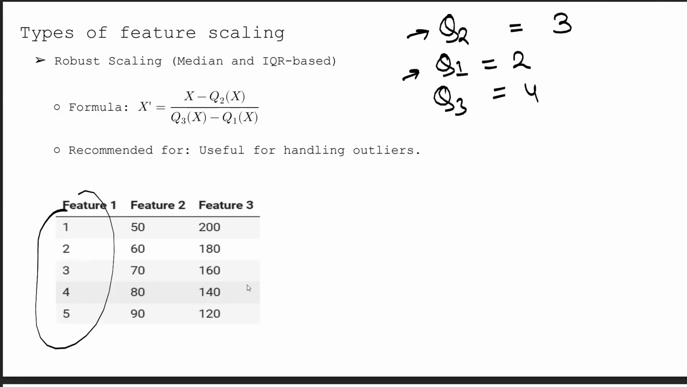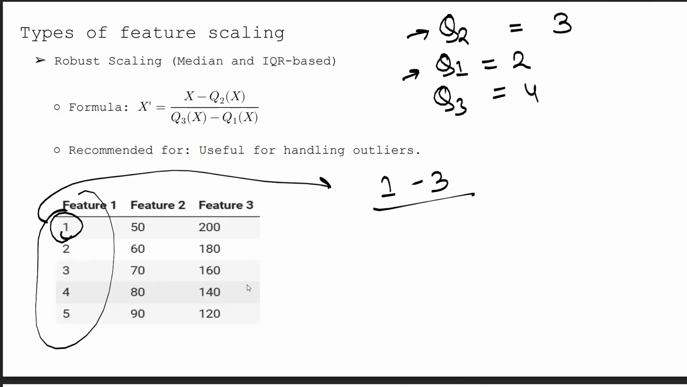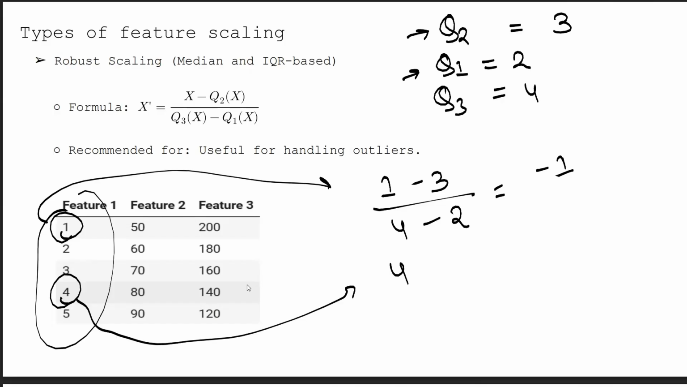If we follow the formula and do the transformation for feature 1, the 1 here would be 1 minus 3, that is the median value. The 75th percentile value was 4, the 25th percentile value was 2. So (1 minus 3) divided by (4 minus 2) would be minus 1. And if we do the transformation for this 4, it would be (4 minus 3) divided by (4 minus 2), so it would be 0.5. That's how we can do the transformation of feature 1.